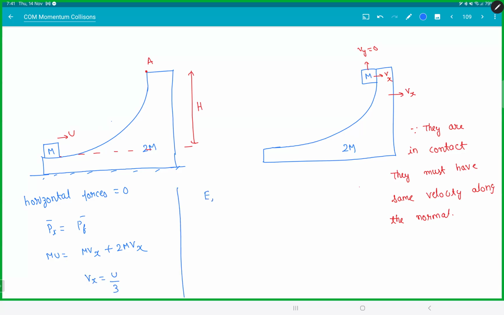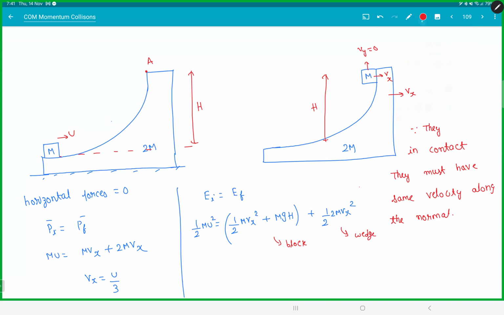Conservation of energy. Initial energy is equal to final energy. Initial energy, only the block has energy, half mu square. Final energy, the block has half mVx square, and remember, the block has also got to a height h. So this block is at a height h from the initial level, plus half 2mVx square. This is for the block. So the block has both potential plus kinetic. This is for the wedge.